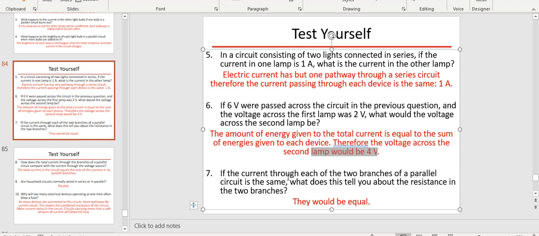If the current through each of the 2 branches of a parallel circuit is the same, what does this tell you about the resistance in each of those 2 branches? Of course, they have to be equal. See, differences there.